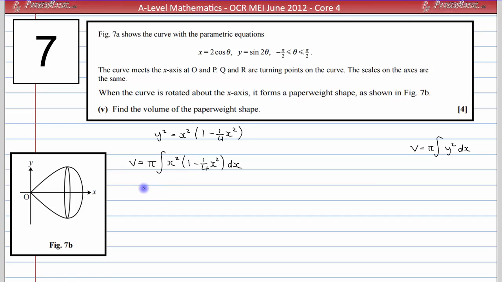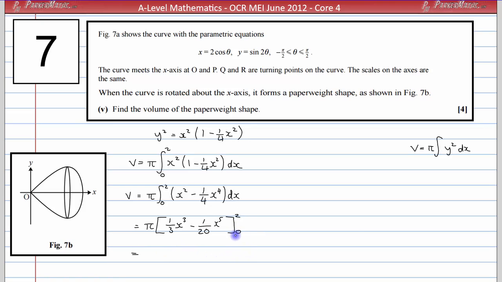We need to know the limits to integrate between. Here we know that it starts at 0, and in part 1 we found that the coordinate where y equals 0 is 2. In order to make this more straightforward to integrate, I'm going to expand out the brackets to get x squared minus a quarter x to the power of 4. Integrating x squared gives me a third x cubed. And integrating a quarter x to the 4 gives me 1 over 20 x to the power 5.